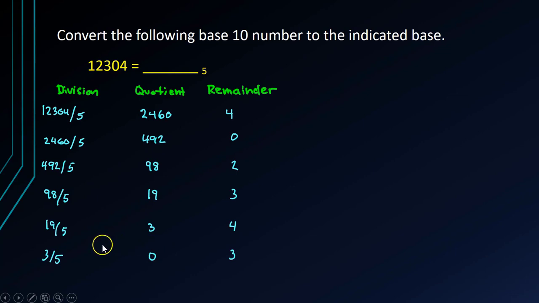And that happens whenever I finally get a quotient here that's smaller than the base number. And so when I carry through the division, I can't have a quotient. It's just all going to be remainder. So when I get to this point here, again, I'm going to look at the remainder column. I'm going to read upward, going from bottom to top. So here, 12304 written in base 5 is 3, 4, 3, 2, 0, 4.